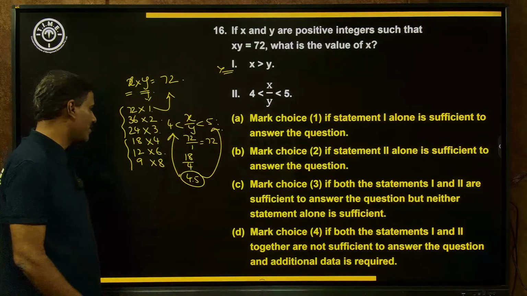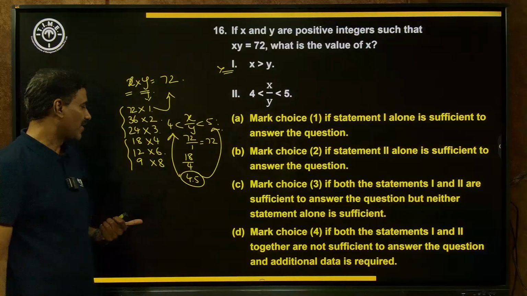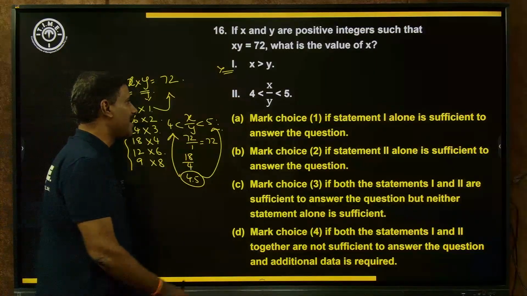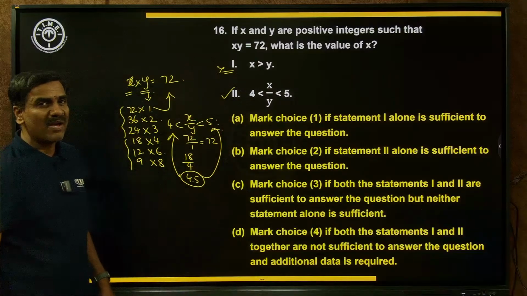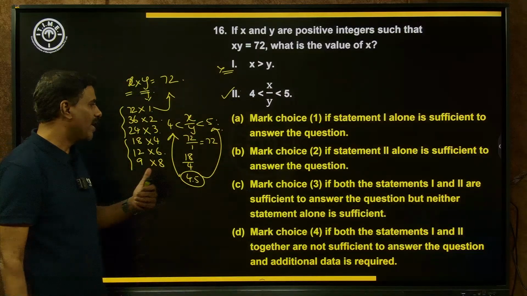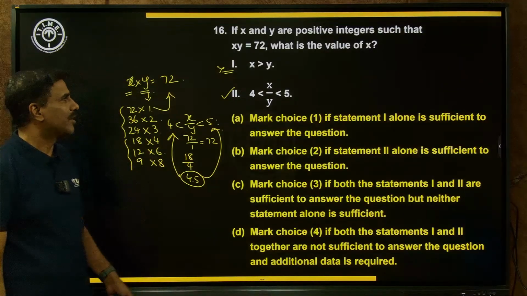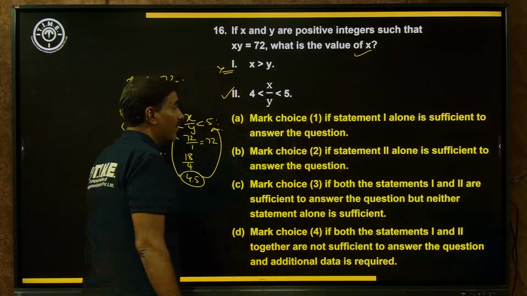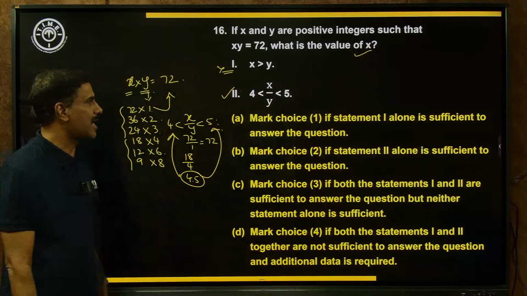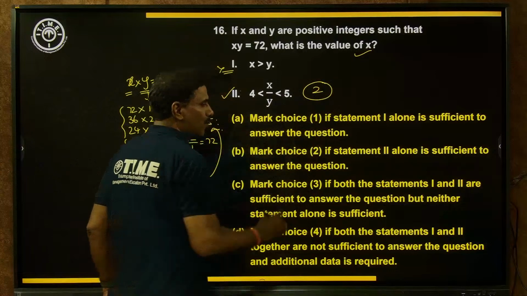And in the remaining cases, 12 by 6 is only 2, 9 by 8 is less than 2 times. So what we understand from the second statement is that if x by y is between 4 and 5, the only possibility is that x should be 18 and y should be 4. So can we find the exact values of x and y? Yes. From where? Second statement alone. So as the second statement alone is sufficient, the answer should be choice 2.